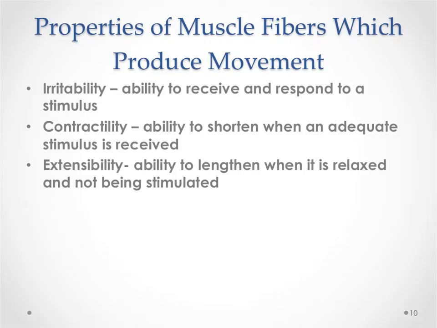Properties of muscle fibers that produce movement include irritability. This means that the muscle fiber or cell can receive a stimulus and respond to it. And the stimulus is produced from the nervous system. So the nervous system would stimulate the muscle to either contract or relax. Then contractibility is the ability to shorten when the stimulus is received, and extensibility is the ability to lengthen. That means a stimulus is not being received at that point and the muscle is in a relaxed state.